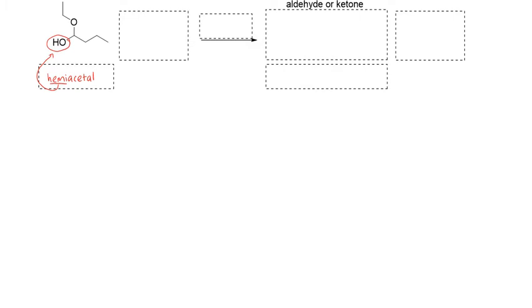The structure in this example is a hemiacetal. Recall that the difference between acetals and hemiacetals is that the hemiacetals have a hydroxyl group, so look for that hydroxyl group. Upon elimination of an alcohol, that would be ethanol, which we can see here.